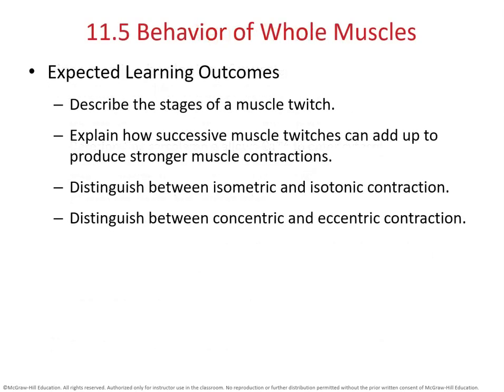Moving on to section 11.5. Here we're going to be talking about how a muscle twitches, how a muscle contraction happens. We're going to talk about how a sequence of muscle twitches adds up to a strong muscle contraction. We're going to differentiate between isometric and isotonic contractions, and also differentiate between concentric and eccentric contractions.